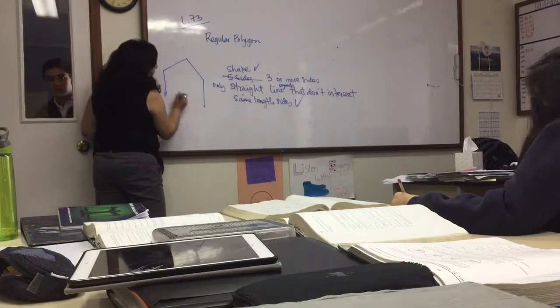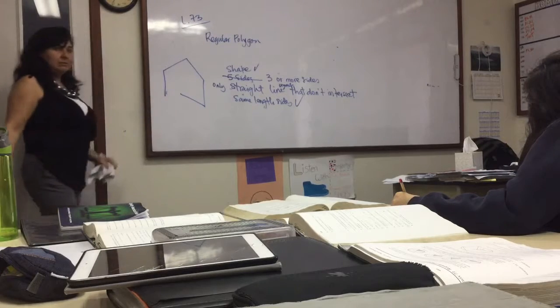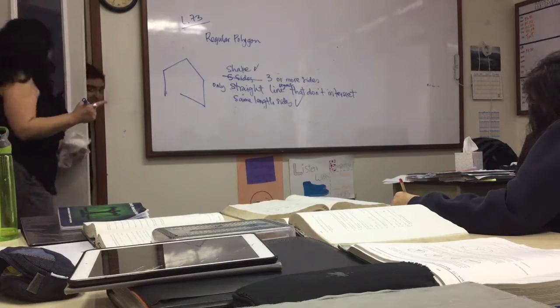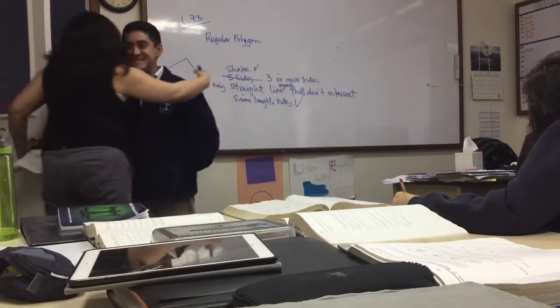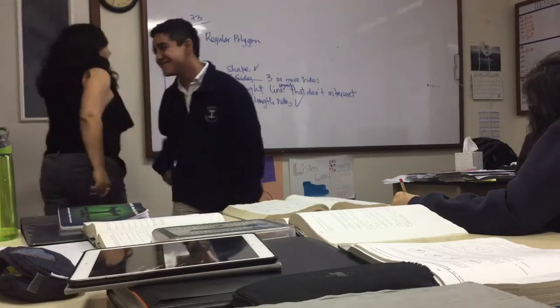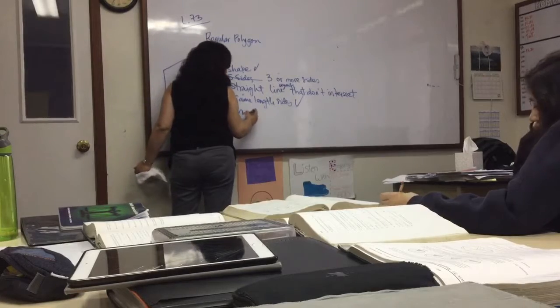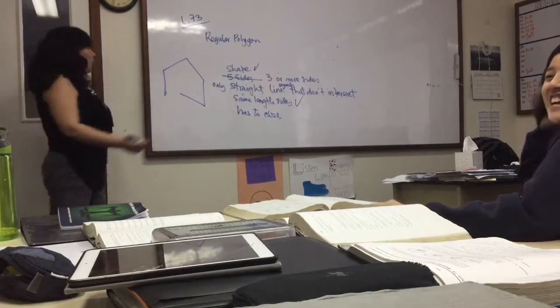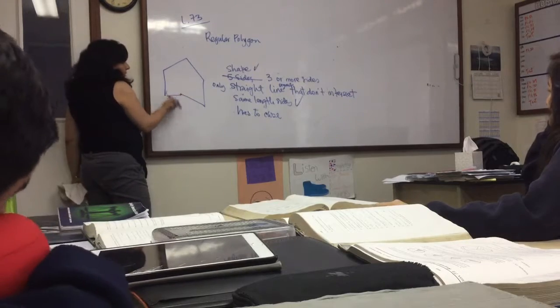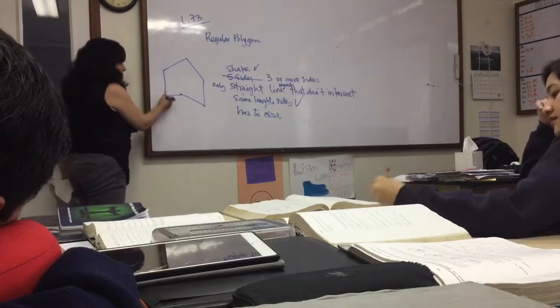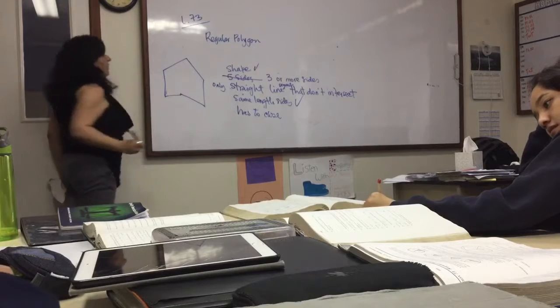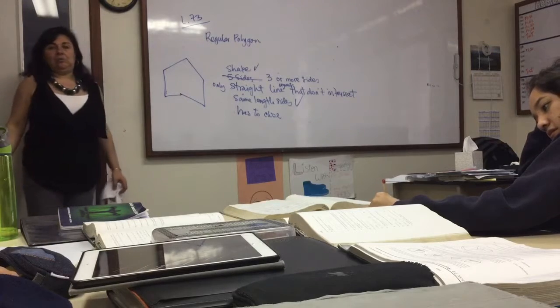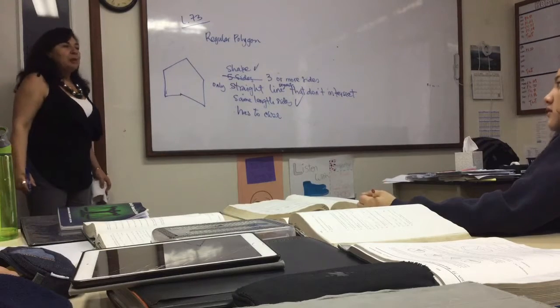They're all straight. They don't intersect. Has to close. Good, it has to close. Okay. So, for this to be a polygon, there. That's a polygon, right? It closed. Sort of. Yes.